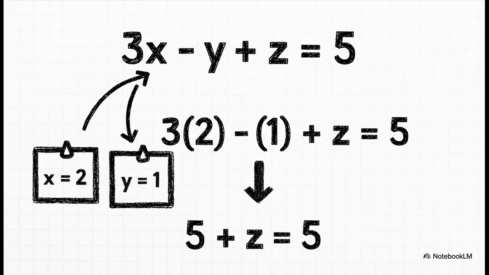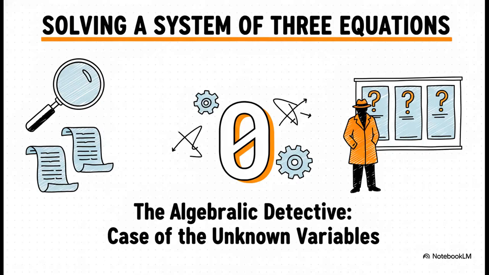And now for the final step, step 4. We take both values we found, x equals 2 and y equals 1, and we substitute them back into any one of our original three equations. It doesn't matter which one you pick. Let's just use equation B. We plug in the numbers, do the math, and there it is. The final unknown is revealed. Z is equal to 0.